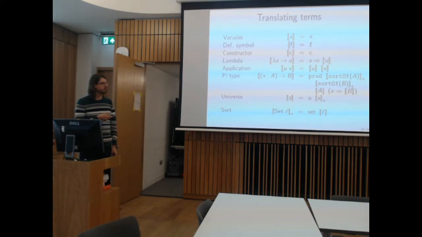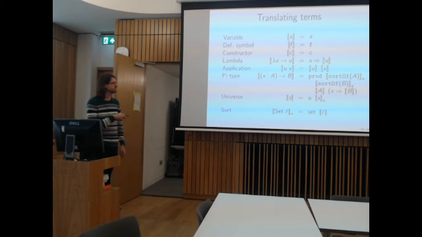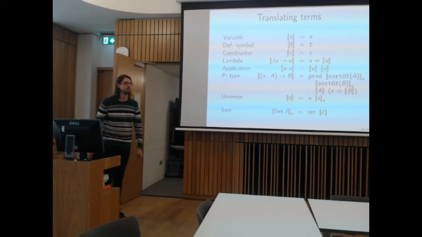For the pi type, we need to do a bit of extra work. We need to get the sorts of the domain and codomain. But actually, these are already present in the internal syntax. And then for the universes, we just need to insert this U construction.